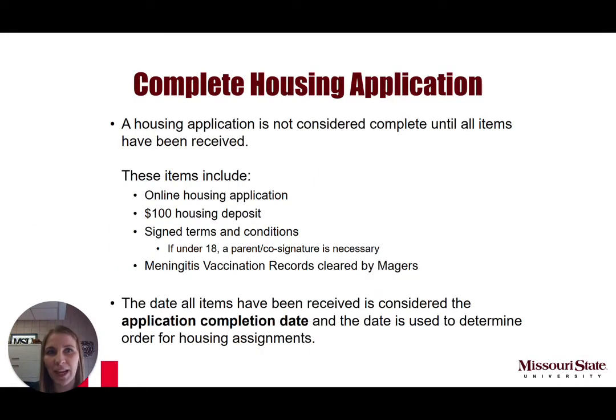A housing application is not complete until all of these items have been received, including the online housing application, $100 housing deposit, proof of meningitis vaccination records, and terms and conditions with co-signature if applicable. The date all items have been received is considered the application completion date. This date is used to determine order for housing assignments. So the earlier you apply for housing, the earlier you are in the assignments process.